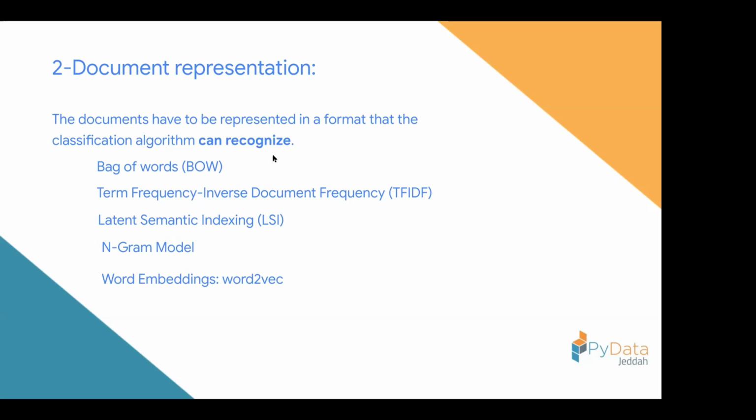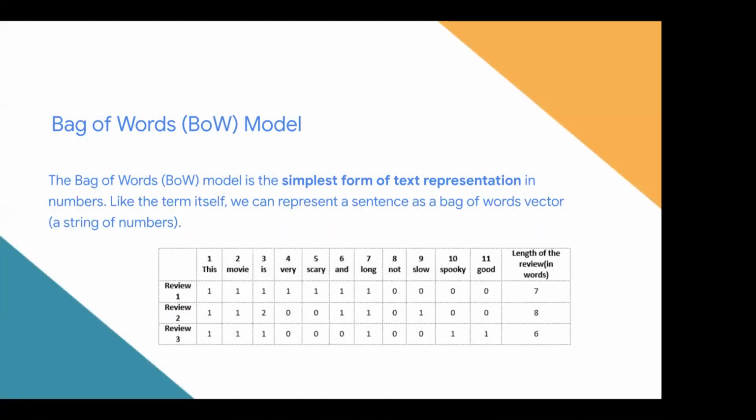There are many methods for document representation. For example, bag of words, term frequency and inverse document frequency (TF-IDF), latent semantic indexing, n-gram modeling, word embedding, for example word to vector, or graph, or some advanced methods. Okay, let us take the first example, a brief introduction to the first example of document representation, bag of words.